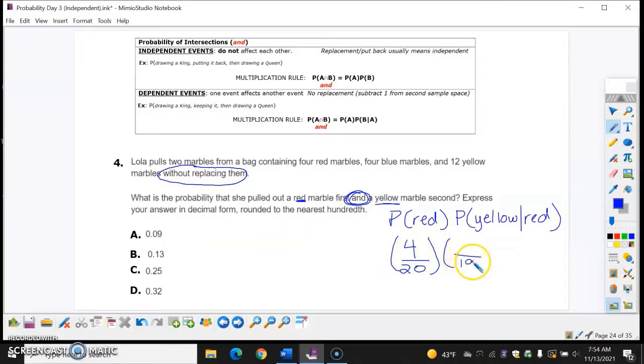No, now there's only 19 marbles to choose from. And how many of those 19 marbles are yellow? Figure out how many of those are yellow and then see if you can answer the question. Out of those 19 marbles, 12 of them are yellow, okay, because you wouldn't subtract 1 from the 12 because you weren't looking at drawing a yellow first. If you multiply those, that gives you about 0.13.